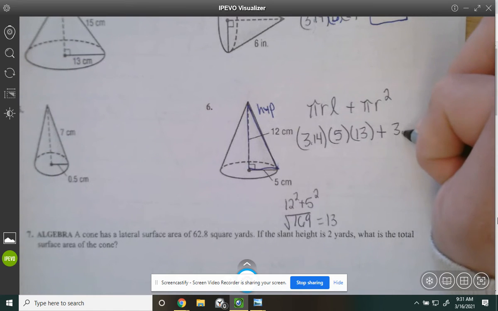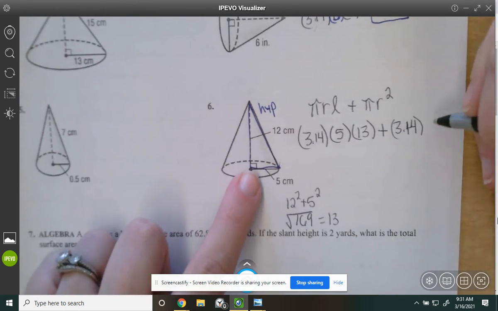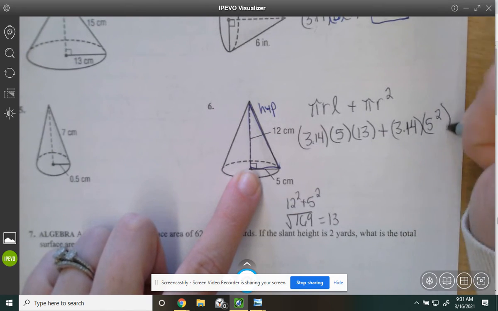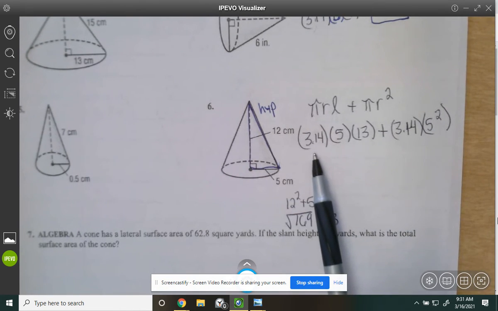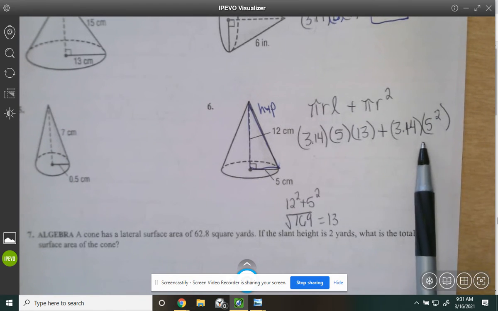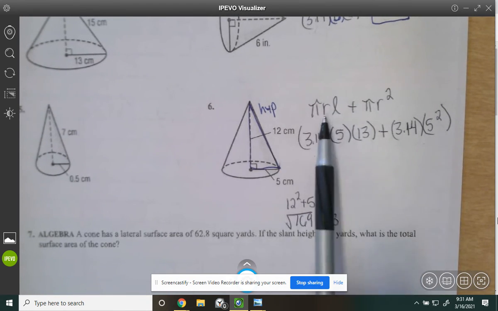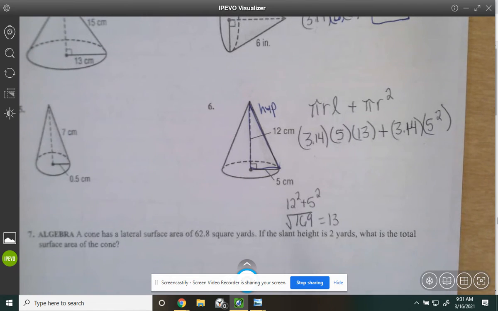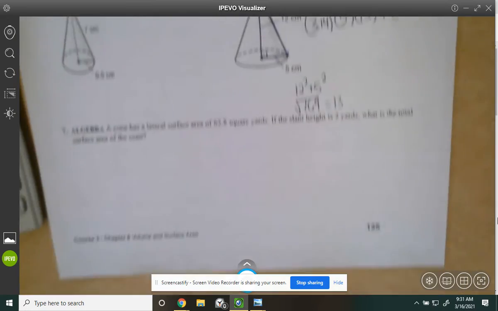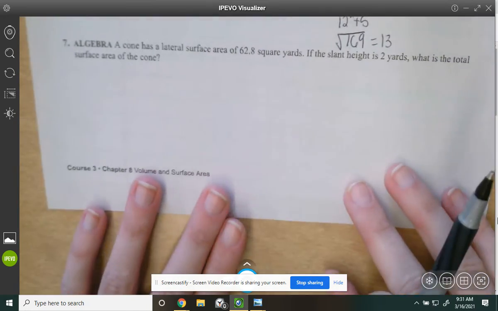Plus, you got 3.14. Oh my goodness. And then my radius is 5 squared. Okay, a lot of people, whenever I did this earlier today, were freaking out because they're like, where's 12 in my equation? 12's nowhere because it's the height and there's no h anywhere in your equation. So don't worry about not having a 12 there. Okay, the last one to worry about here is this one.